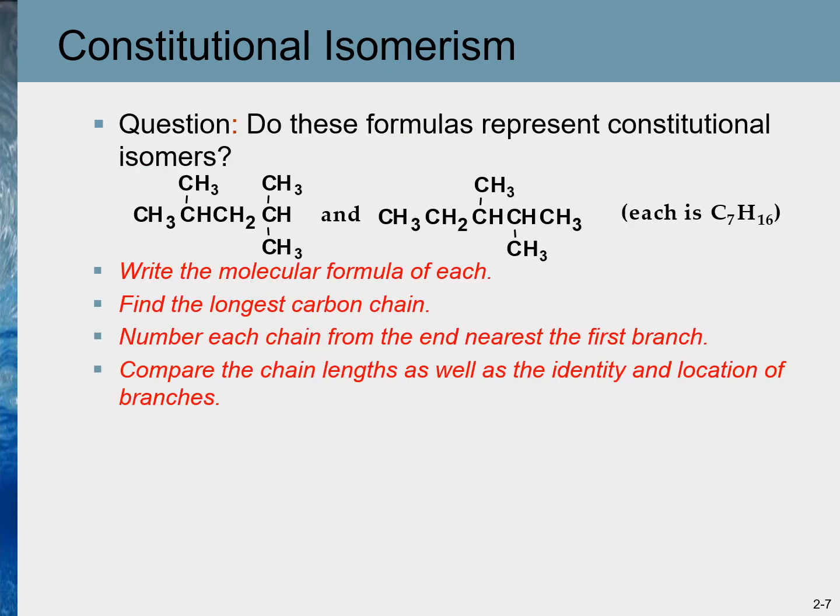So how do we identify if two given compounds are constitutional isomers or not? The easiest way is, first we write the molecular formula. For example, the two molecular formulas are already given here. Secondly, we find the longest chain. Now, the longest chain may have a bend, but it cannot have a break in it.